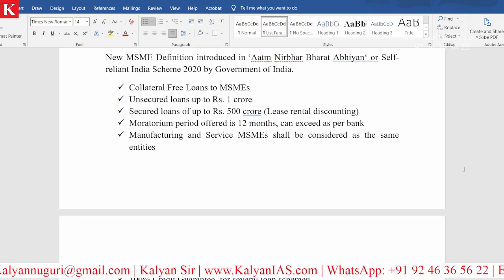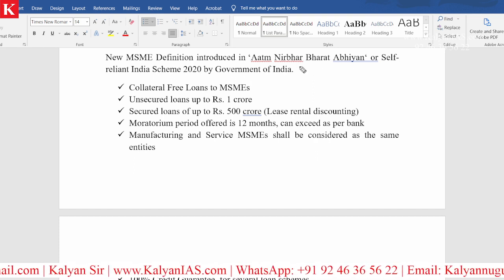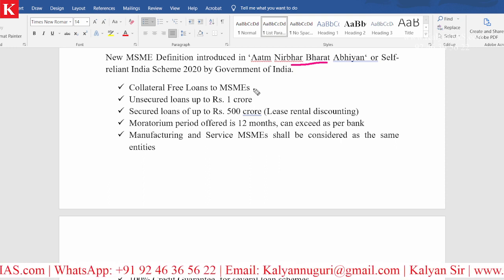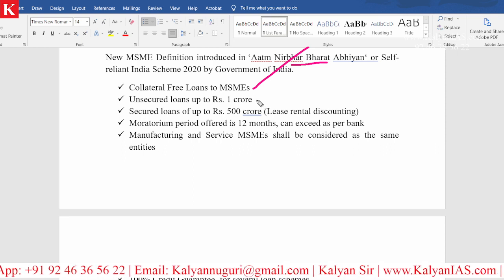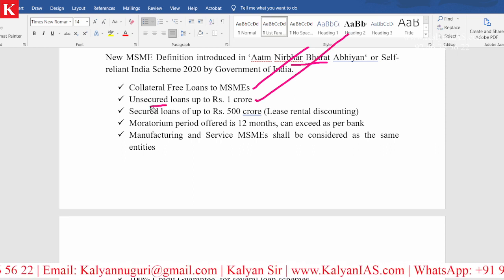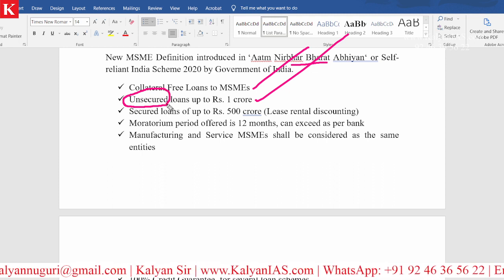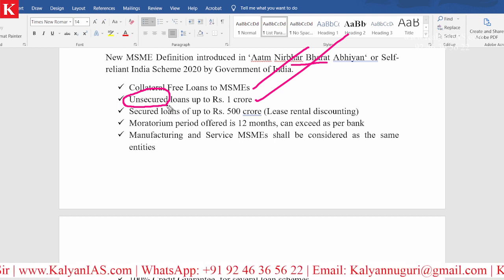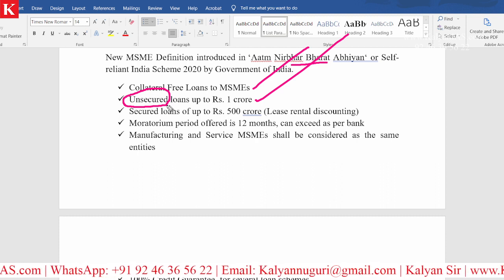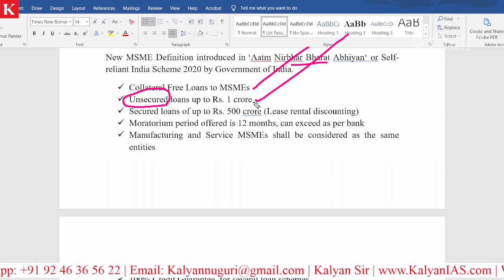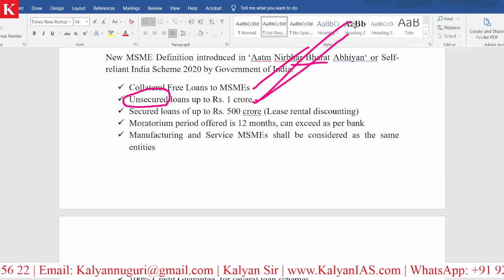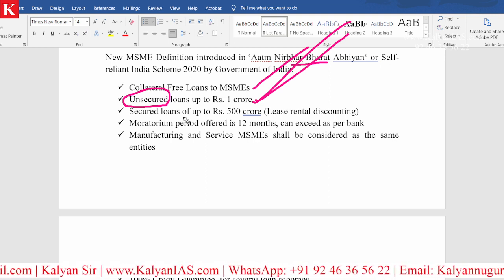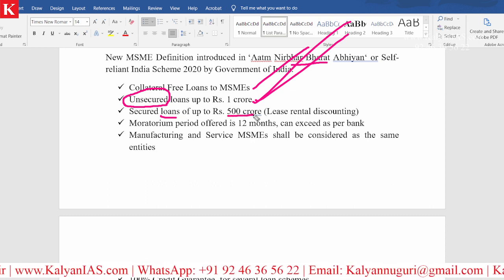When it comes to the new definition, it introduced the concept of Atmanirbhar Bharat Abhiyan. Collateral free loans to MSMEs, unsecured loans up to rupees 1 crore. What do you mean by unsecured loan? Unsecured loan is a loan that is given to the industry based on their credit worthiness. That's it. Clear? They look at the background, and based on that credit worthiness, loan will be given, no collateral, that is called unsecured.